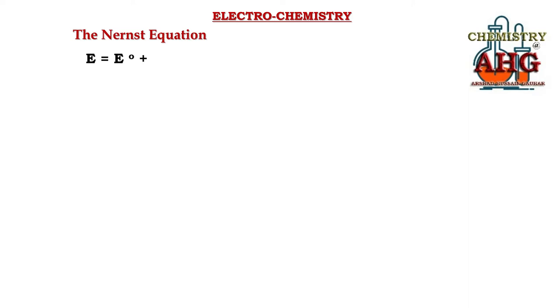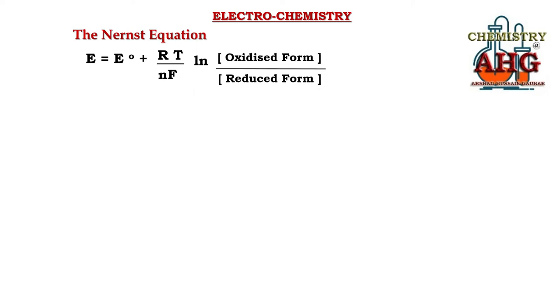The Nernst equation that you can remember, it is E is equal to E naught plus RT divided by NF log natural of concentration of oxidized form divided by concentration of reduced form. This is a general form of Nernst equation that is commonly used in the electrochemistry. Now, what is the description of this equation?